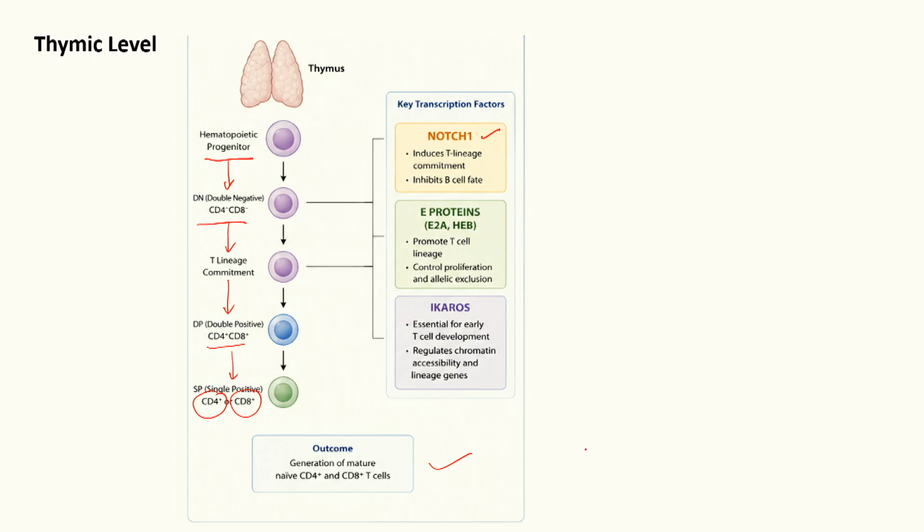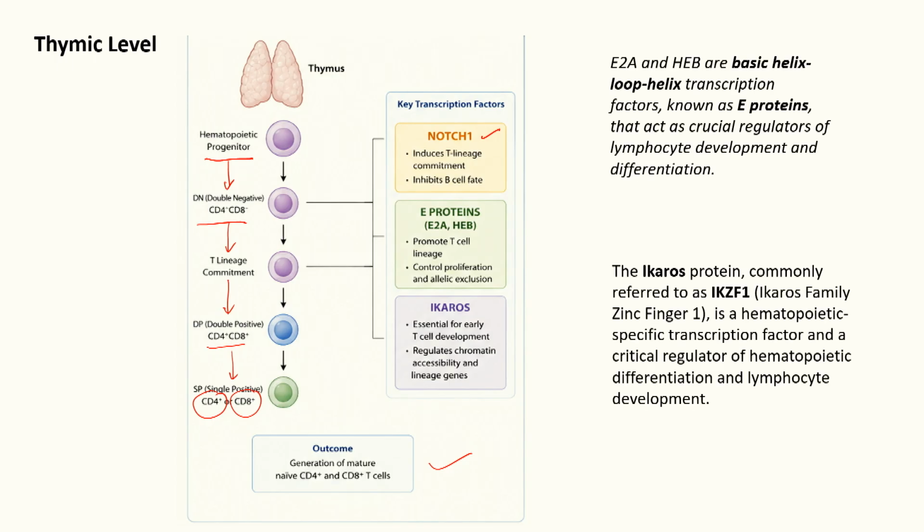There are other proteins which also play a role, such as the E proteins. E proteins are E2A and HEB. These are basic helix-loop-helix transcription factors, also called E proteins, and they act as crucial regulators of lymphocyte development and differentiation. They can promote T cell lineage and control proliferation and allelic exclusion. So these are proteins involved in regulating gene expression.